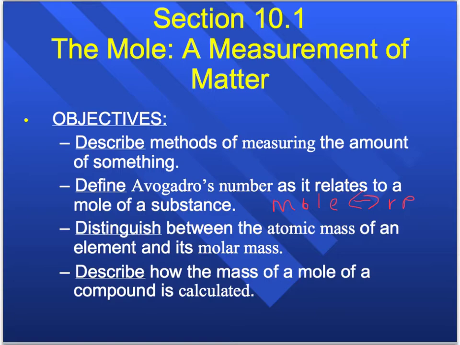In the second part, we're going to distinguish between the atomic mass and describe how the mass of a mole of a compound is calculated. So we're going to be doing gram formula masses in part 2.